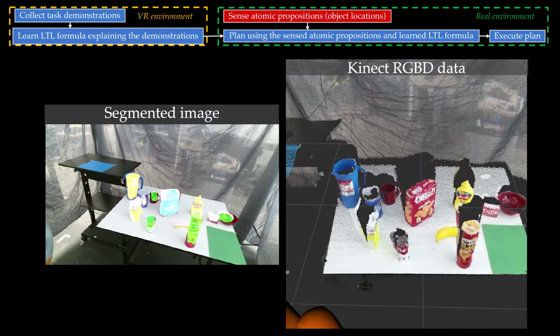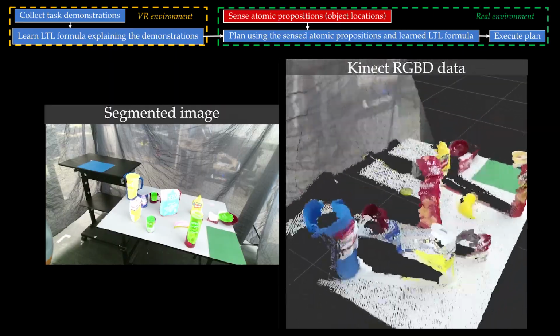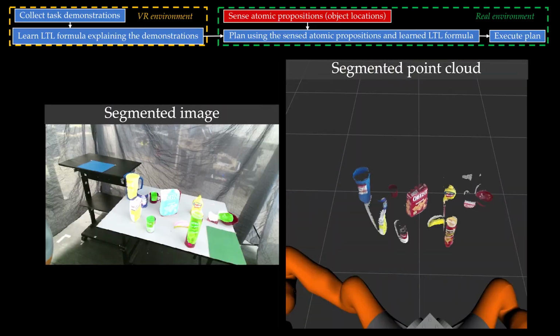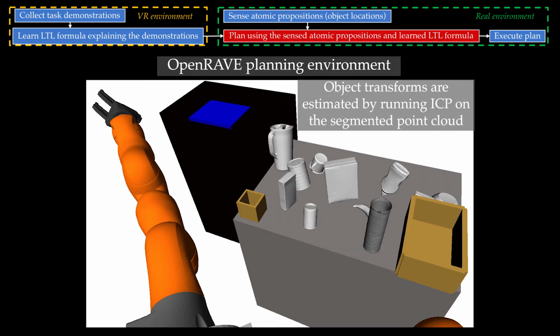We feed the RGBD data from the Kinect into a neural network-based object segmentation framework, which returns a segmented image and segmented point cloud. We run ICP on the segmented point cloud with 1000 random initializations to estimate the object poses. Note that the recovered poses are imperfect due to occlusions and sensor noise. However, this level of accuracy is sufficient to complete our task.